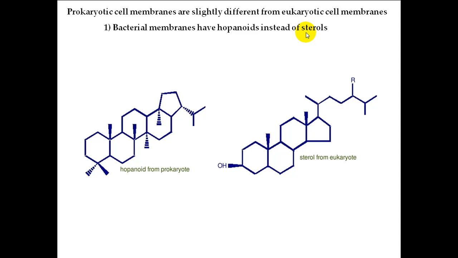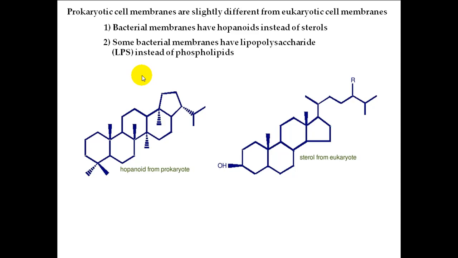It turns out that that's not the only difference between prokaryotic cell membranes and eukaryotic cell membranes. Another difference is that there are some bacteria that have a membrane that doesn't have phospholipids as one of the layers, and instead they have these things called lipopolysaccharides. So we'll list that here. Another difference that you find in prokaryotic cell membranes is that some bacterial membranes have this molecule called lipopolysaccharide, or LPS for short, and they have that in place of phospholipids.